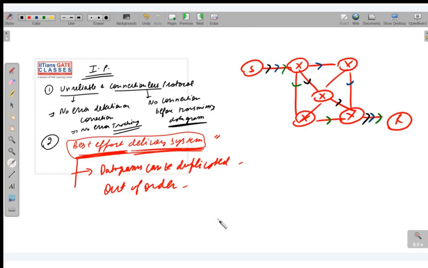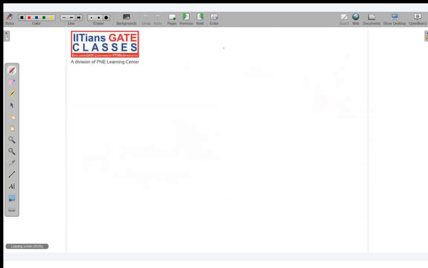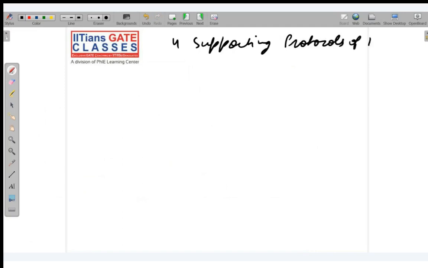Done. Yes, please let me know. Next are the four supporting protocols of IP. What are the four supporting protocols? First is ARP, Address Resolution Protocol.